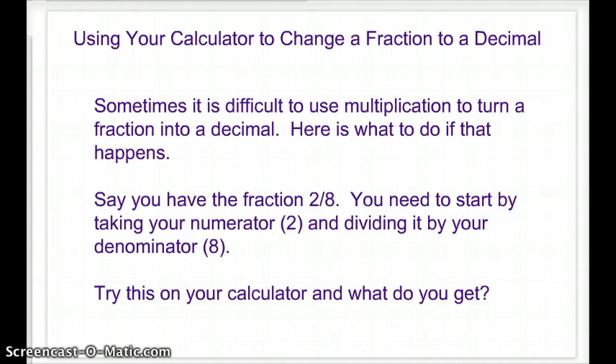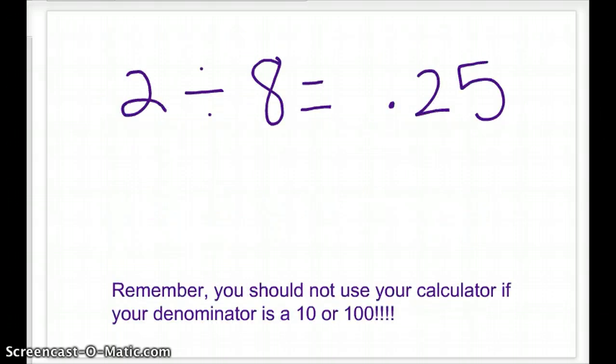Now, sometimes you might have to use your calculator to change your fraction into a decimal. Sometimes it's difficult to use multiplication to turn a fraction into a decimal because there isn't always something that is easy to multiply that denominator by in order to get to 100. So here's what you do if that happens. Let's say you have the fraction 2/8. You need to start by taking your numerator, number 2, and dividing it by your denominator. You can even try doing this on the calculator. Try it right now and see what you get. Put 2 into your calculator, divided by 8 equals 0.25.